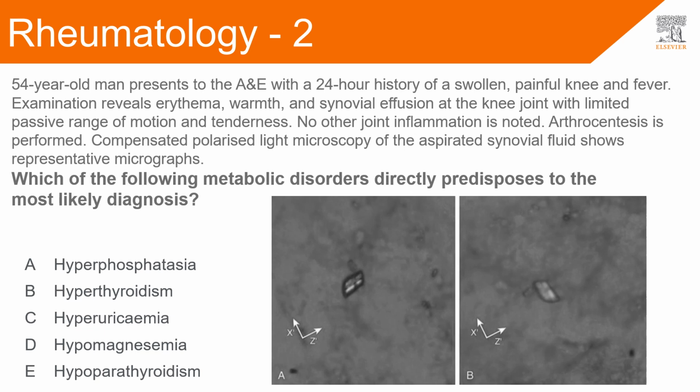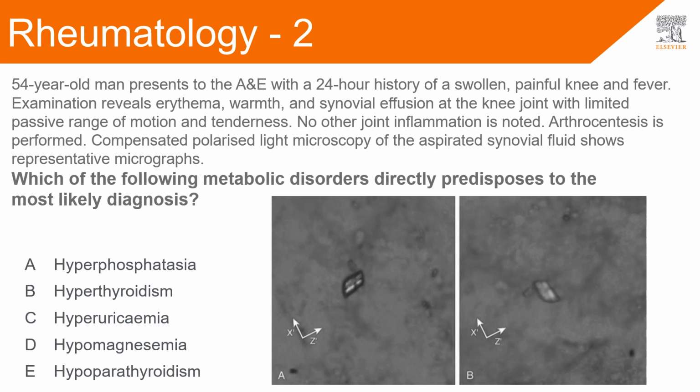Okay, you take a sample of fluid and you do light microscopy from the aspirated synovial fluid, and this is what you see. The question is not what is the diagnosis. The question is, which of the following metabolic disorders directly predisposes to, or increases the risk of, the most likely diagnosis? Have a think. Okay, have a think of what this could be.